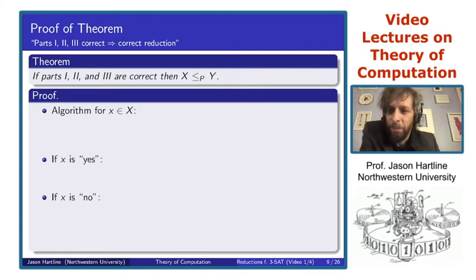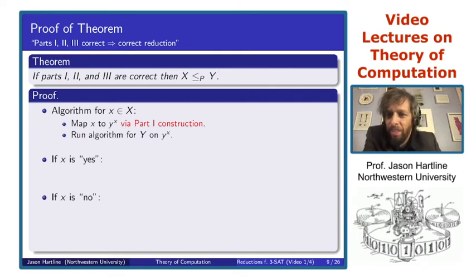Okay, so what we're going to do is give an algorithm for X, and then we're going to say that if X is yes, this algorithm outputs yes correctly, and if X is no, the algorithm outputs no correctly. So what is our algorithm for X? Well, we're just going to take X and map it to Y super X using part 1 of our construction. Then we're going to run our algorithm for Y on Y super X, and if it outputs yes, we output yes, and if it outputs no, we output no. Okay, so that's our algorithm. And now let's see why this is giving the correct output for X.